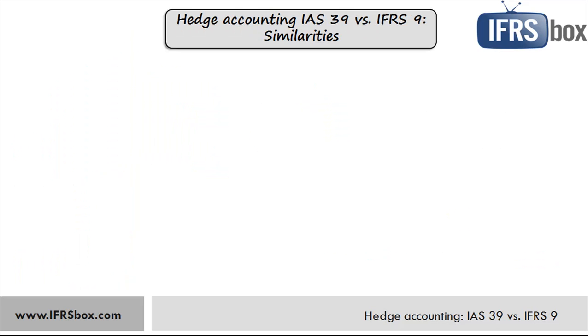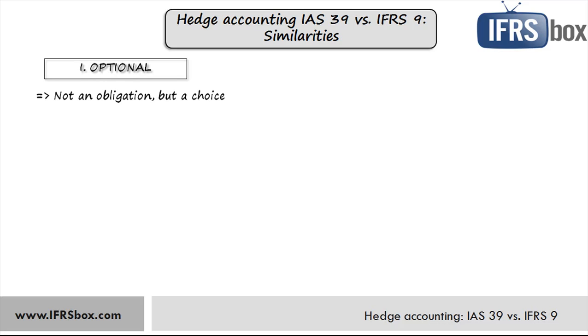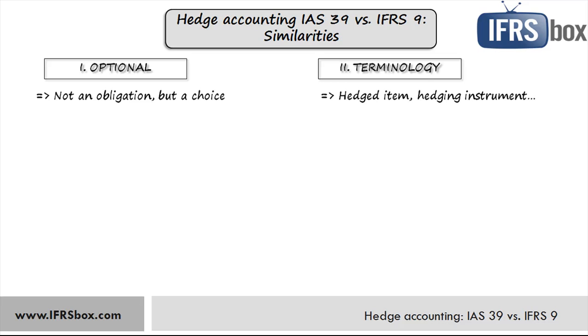First, let's take a look what these two standards have in common. Both standards say that hedge accounting is optional and not mandatory. So if you perform some hedging strategies but don't want to apply hedge accounting, you don't need to. But if you do, then you must fulfill certain conditions. Also, both standards contain basically the same terminology such as hedged item, hedging instrument, hedge effectiveness, etc.